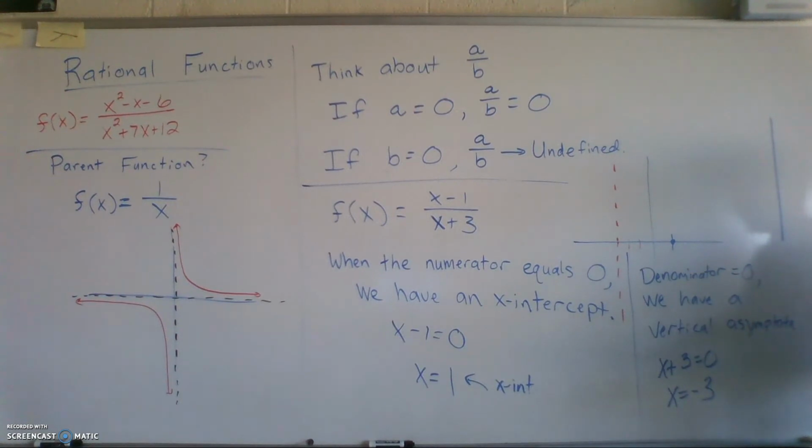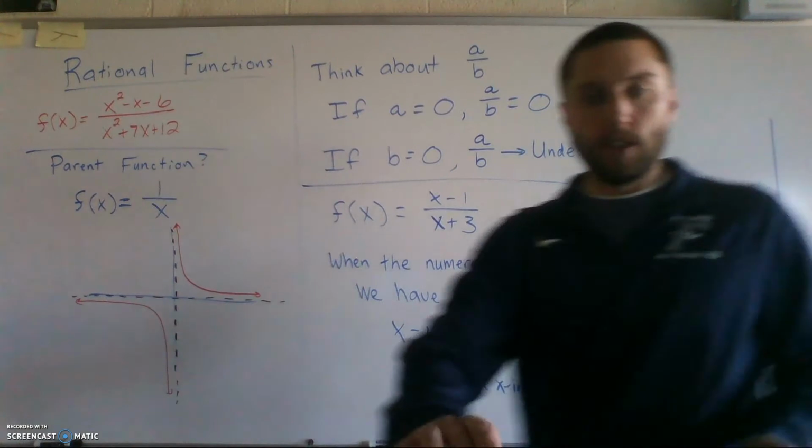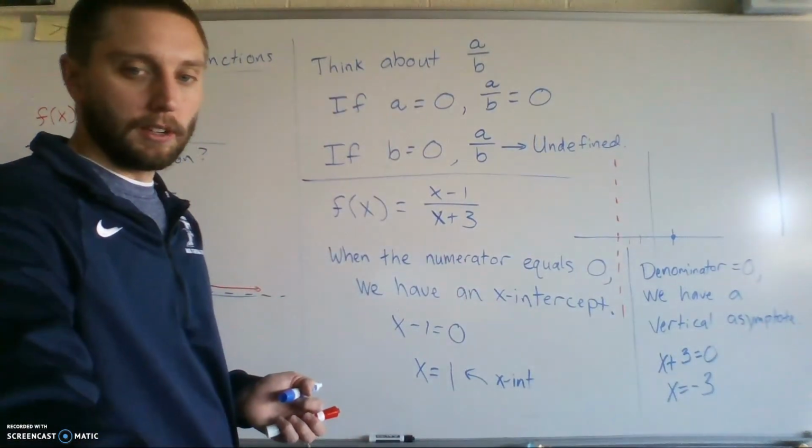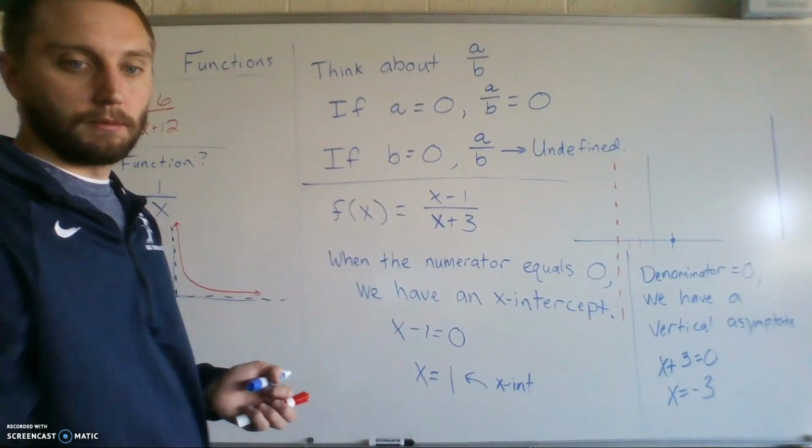So here's the key so far. X-intercepts are when the top equals 0. Vertical asymptotes are when the bottom equals 0. All right, let me clean up my board, and we'll go to round 2 here.